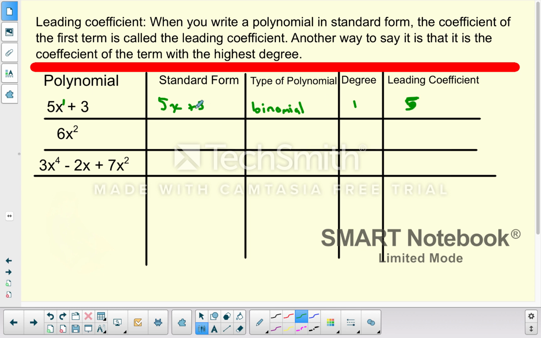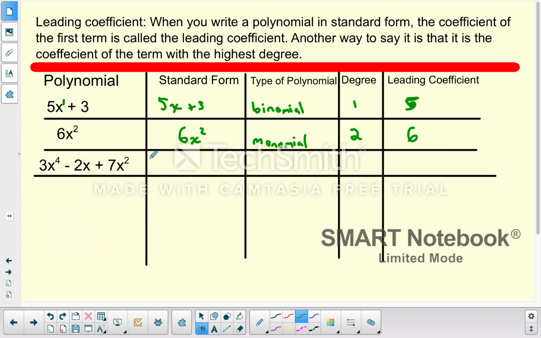The next one, in standard form, well, there's only one term, so it's already written in standard form. The type of polynomial, there's only one, so when it's only one, it's mono. The degree, again, degree means what's the exponent? I guess all the variables summed together, their exponent, that would be 2. And the leading coefficient, there's only one coefficient, would be 6.